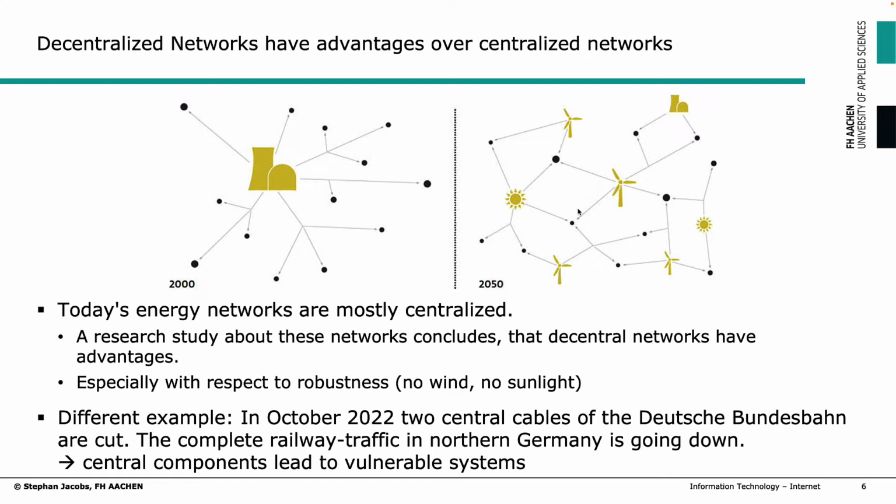We are now in October 2022, and at the very beginning of this month, 2 central cables of the Deutsche Bundesbahn have been cut. The complete railway traffic in northern Germany was going down. And what you can see from this example is simply central components lead to vulnerable systems. So decentralized systems usually mean there's more robustness.